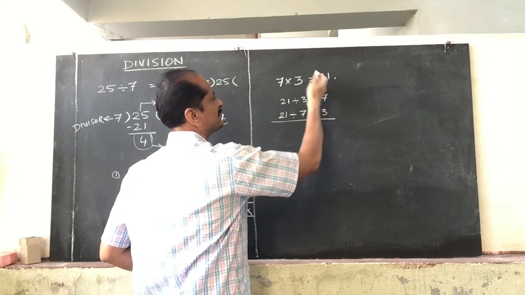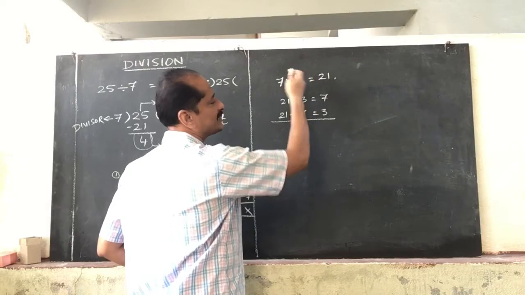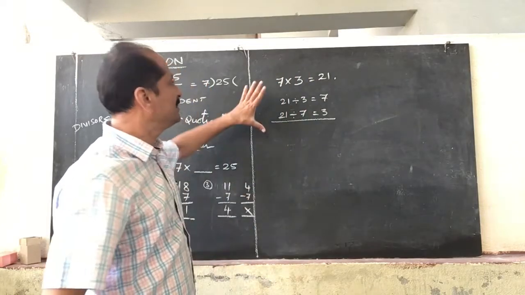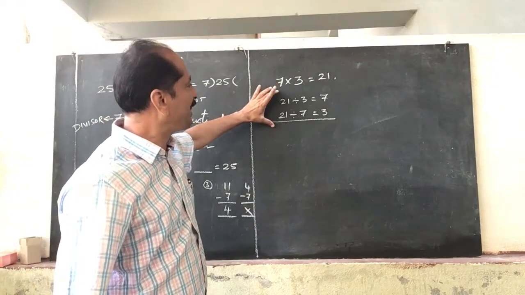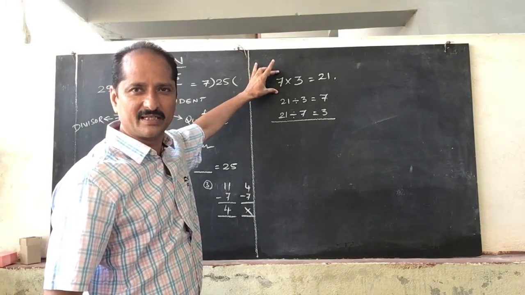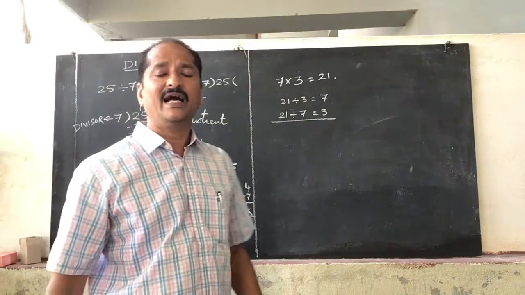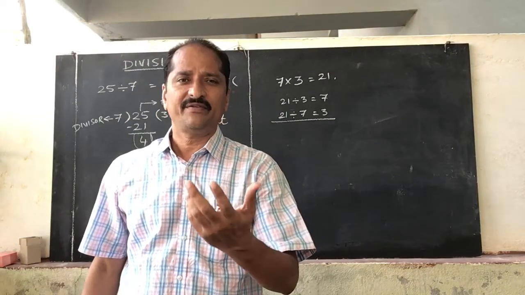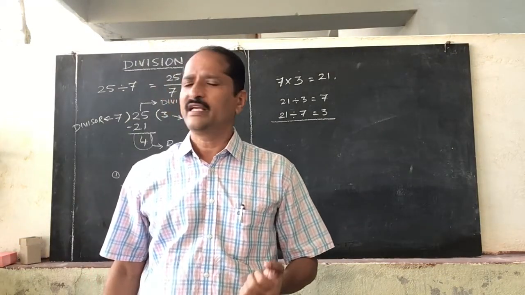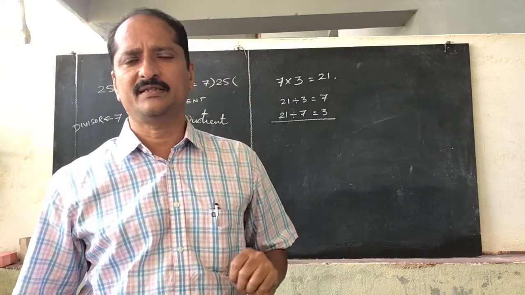So 3 into 7 is equal to 21, or 7 into 3 is equal to 21. So these are the two division facts from the multiplication. In this way you can find multiplication and properties of division. Here you can see 4 properties.